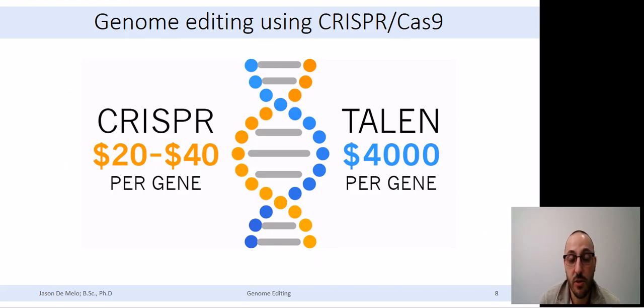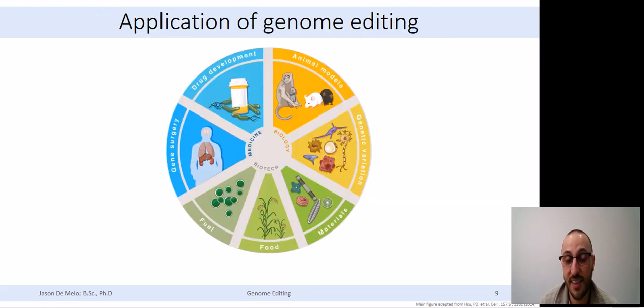CRISPR has revolutionized genome editing because it's cheap, it's efficient, and it's fast. The analogy I like to use when comparing CRISPR to TALENs is that of a self-driving car. With TALENs, we had a self-driving car that could only take you to one place. If you wanted to go someplace else, you needed to rebuild the entire car. With CRISPR, we now have a self-driving car with a GPS. We can program it to go wherever we want. This leads to its many uses and applications within biology.